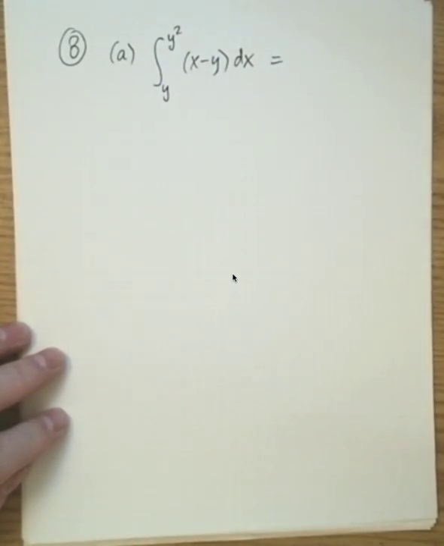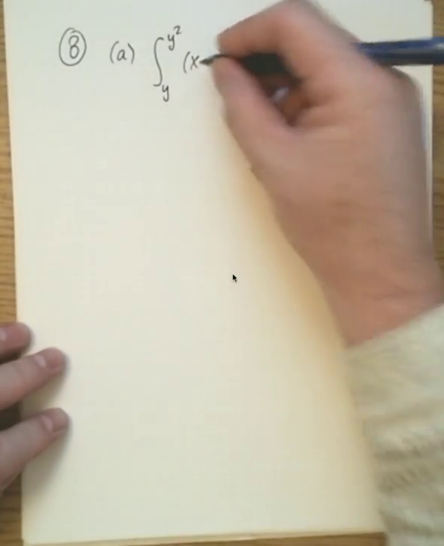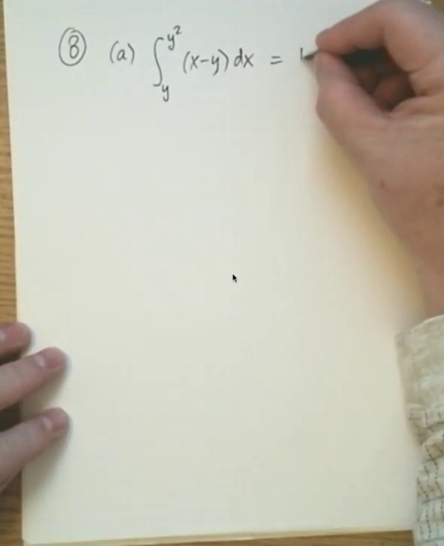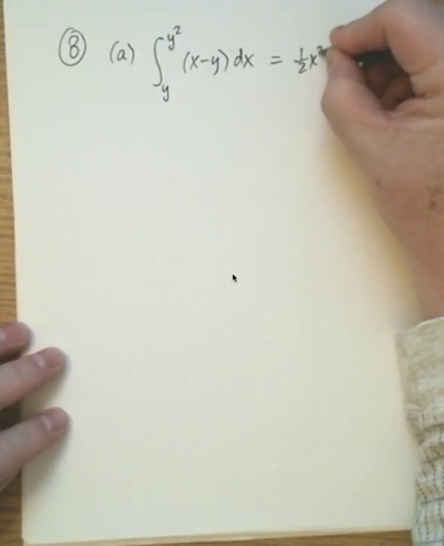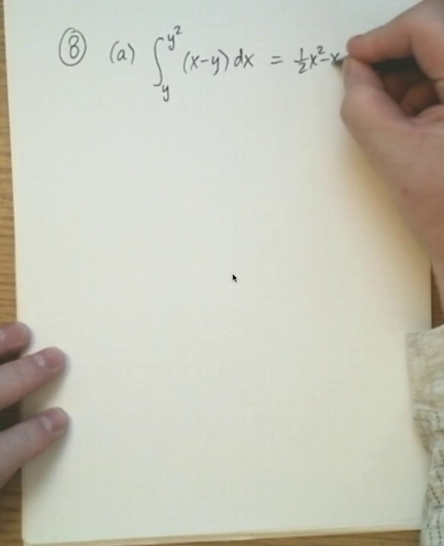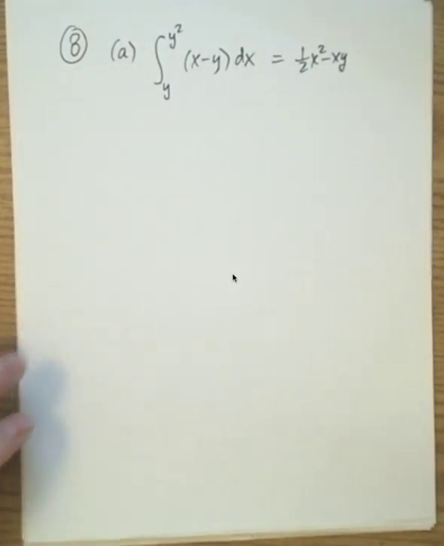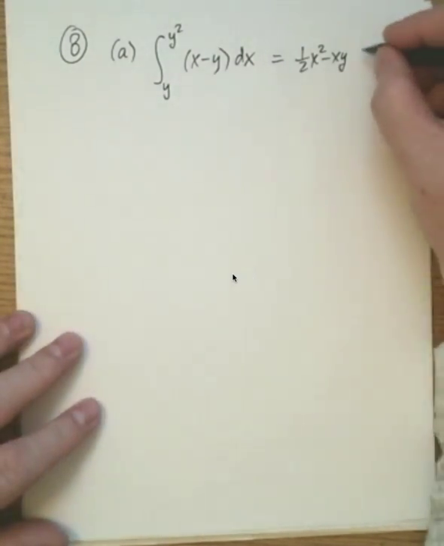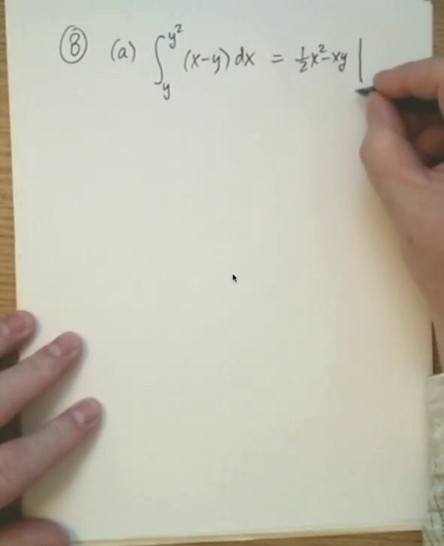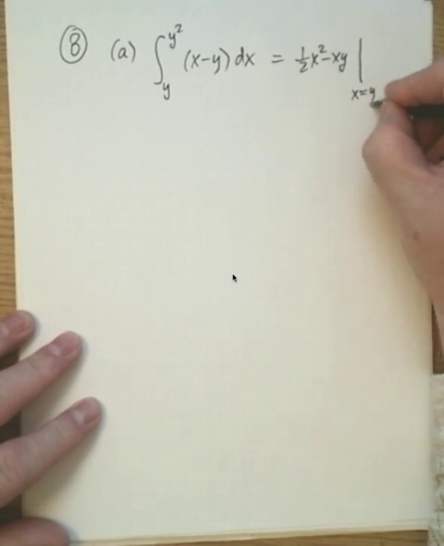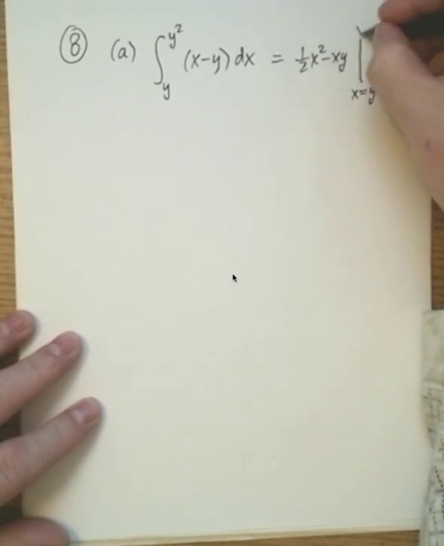Remember, we're holding y as constant. The integral of x with respect to x is 1/2 x squared from the power rule. Y is acting like a constant. I'll write x's before y's. So it's 1/2 x squared minus xy. Now here, let me emphasize, x is going from what? Y to y squared.